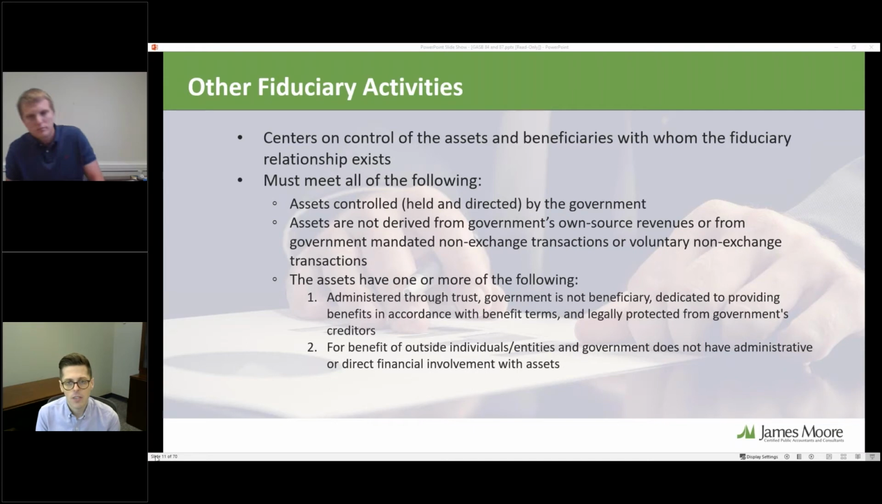So going back to that investment analogy, in that case, they don't necessarily have the administrative or direct financial involvement with the assets, because they're segregating those assets for the purpose of providing the benefit to the beneficiary, but they are still meeting that criteria before, where they're holding and directing those assets. So the fact that they're not receiving the benefit from holding that, and they're just doing that as part of their goodwill with that other agency, that satisfies that criteria.